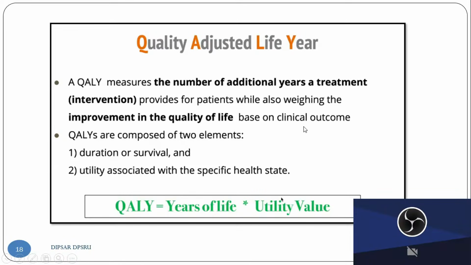For the quality of life, you have a standardized scale by which you can measure it, right? So QALY is composed of two elements: one is duration of survival and the other is utility associated with a specific health state. If you want to calculate QALY, QALY is equal to years of life multiplied by utility values. Utility values you will get from the tables. So how many years of life multiplied by utility values gives you the QALY value. Is it very hard?